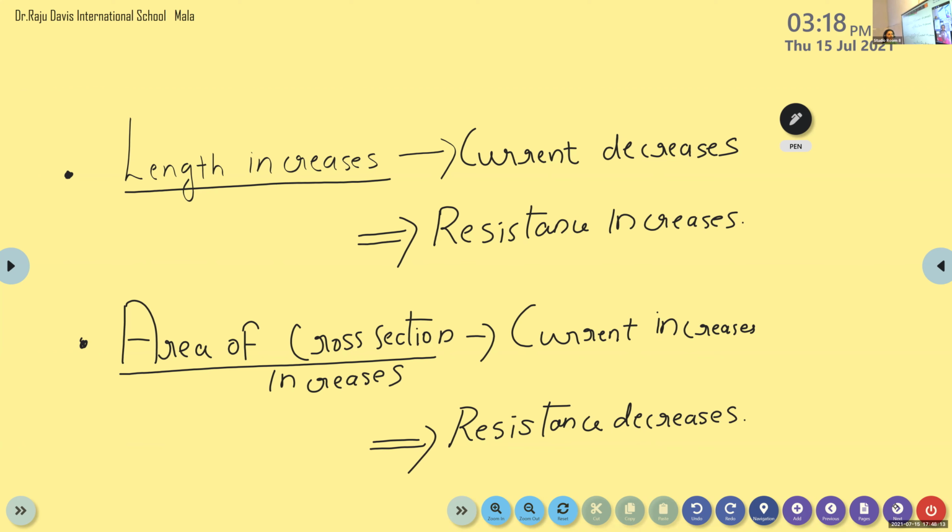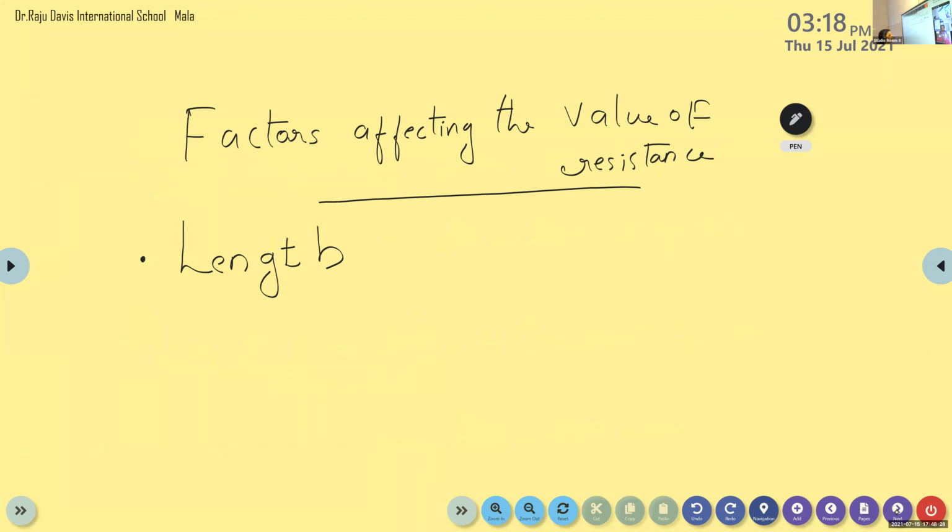So my question is this. What about their relation? Is it directly proportional or inversely proportional? Whenever the length increases, resistance also increases. So their relation is, they are directly proportional to each other, right? So here the length is directly proportional to resistance.